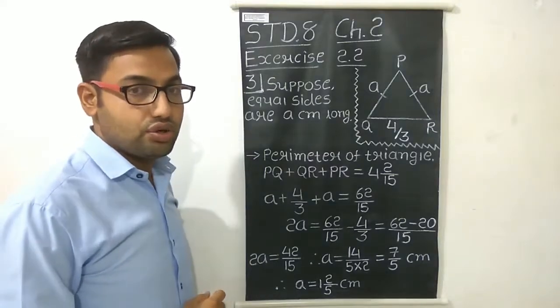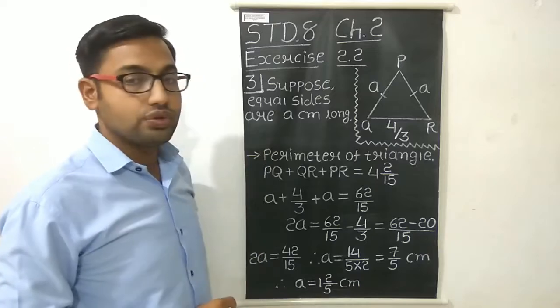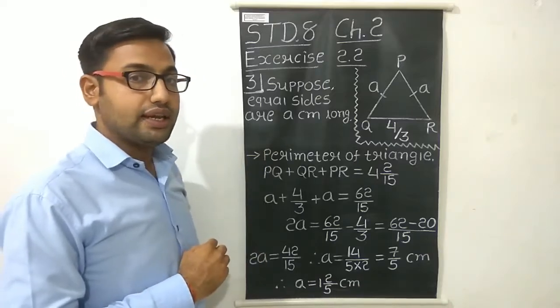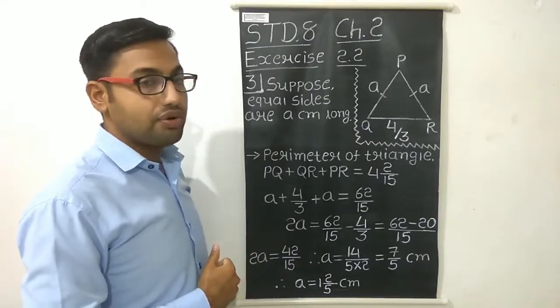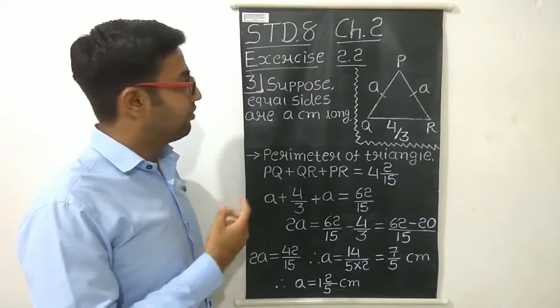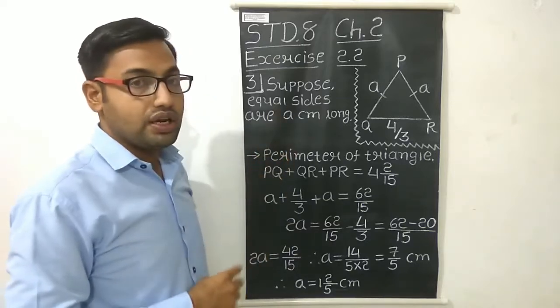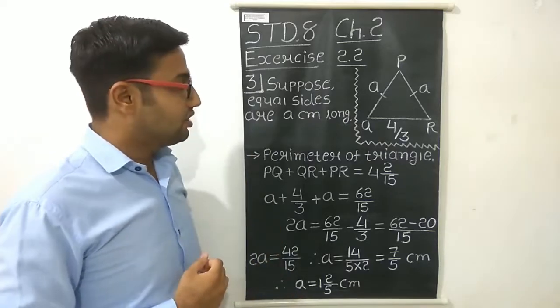Hello students, today we will study the exercise 2.2 topic of standard 8 chapter number 2, linear equations in one variable. In previous class we have studied the two word problems, first and second, of this exercise 2.2. Now we will continue with the third sum. Okay, so what is the third sum?